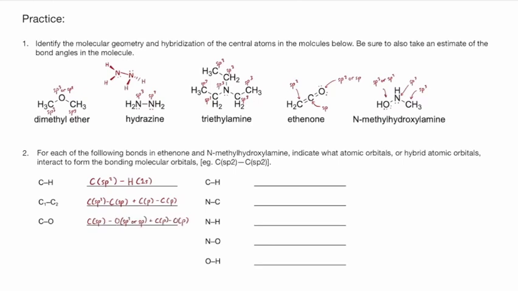For N-methyl hydroxylamine, we determined that the carbon in the methyl group is sp3 hybridized. Therefore, the carbon-hydrogen sigma bond is between the sp3 orbital of the carbon and the 1s orbital of the hydrogen. We also determined that the nitrogen is sp3 hybridized, so the nitrogen-carbon bond is an sp3-sp3 sigma bond. The sp3 hybridized nitrogen is also bonded to a hydrogen and a hydroxyl group. The nitrogen-hydrogen bond is an sp3-1s sigma bond, and the nitrogen-oxygen bond is an sp3-sp3 or sp3-sp2 sigma bond. Finally, the oxygen-hydrogen bond is an sp3-1s or sp2-1s sigma bond.